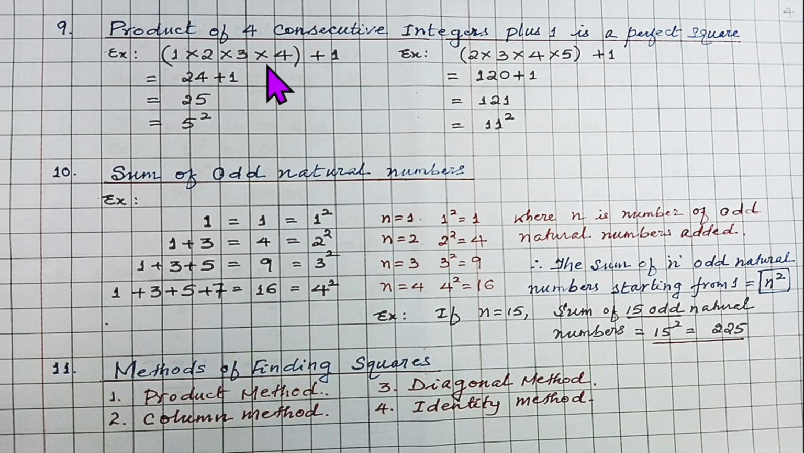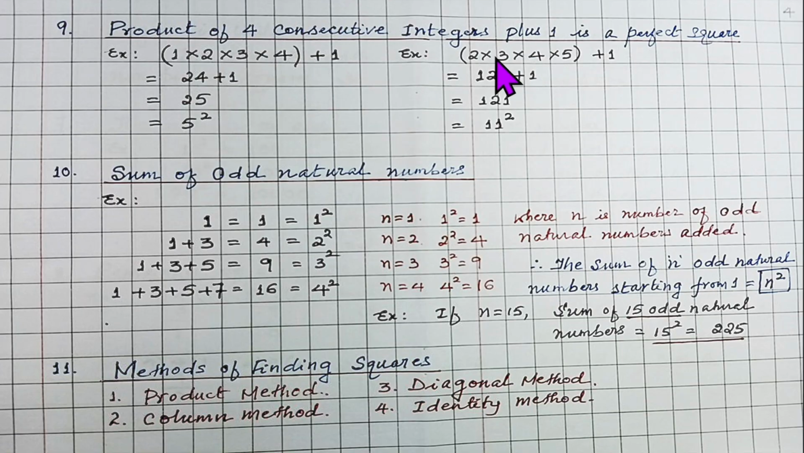Supposing we take the 4 consecutive numbers 1, 2, 3, 4. Take the product of them and add 1 to it. 4 times 3 is 12, 12 times 2 is 24, plus 1 is 25, and that is 5 square. Therefore the product of 4 consecutive numbers plus 1 is a perfect square.